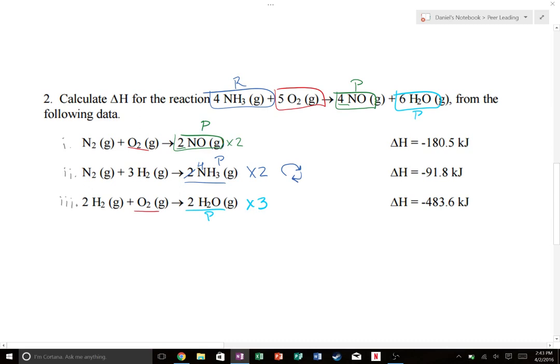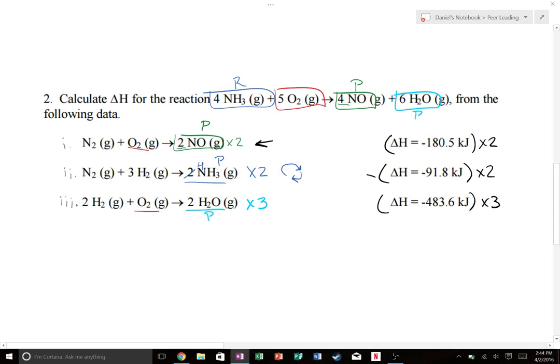An important thing I wanted to point out to you guys is, for example, right here in our first reaction, we're multiplying this entire reaction by 2, which means we also have to multiply the delta H by 2. In the second reaction we have to multiply this delta H by 2 as well. And the last one we have to multiply by 3. And we also have to change the sign of the second one, because we said that we're flipping it around, as we see right here.